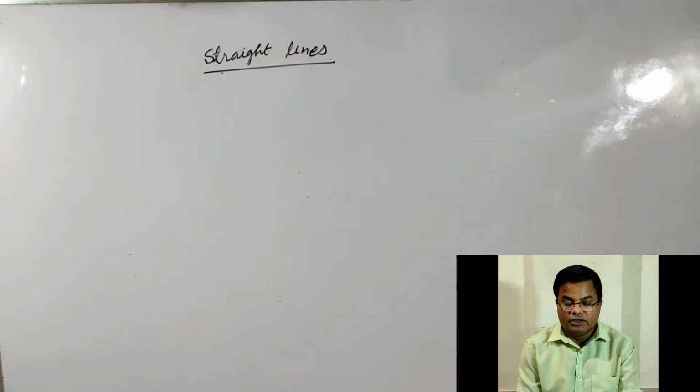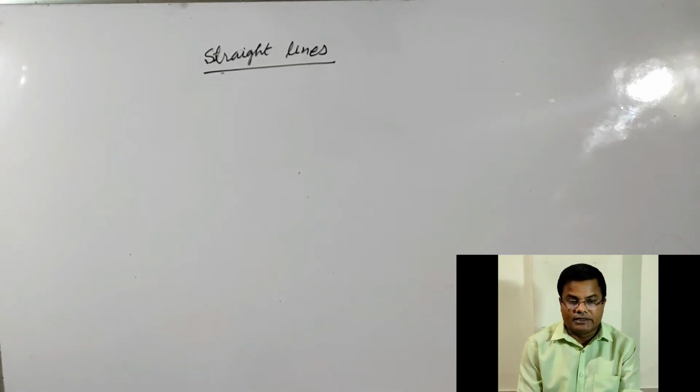Today we will discuss straight lines. Now the question arises here: what is a straight line? A straight line is a curve such that every point on the line segment joining any two points on it lies on it. So this straight line chapter is based on coordinate geometry.